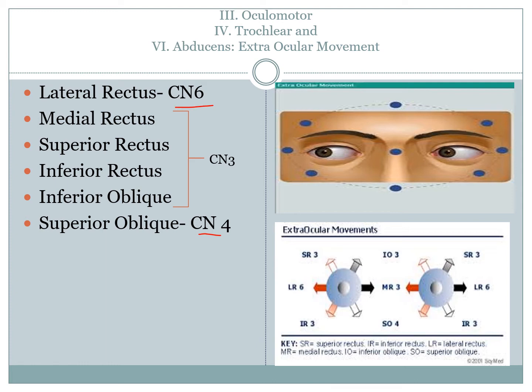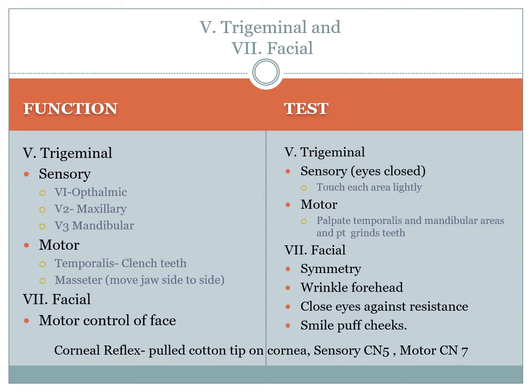Now when we look at cranial nerve 5 and 7, yes, it may sound like we're jumping around, but it'll all make sense soon, I promise. 5 and 7, your trigeminal and your facial nerve. When we look at the different functions of those two nerves, your trigeminal nerve has a large sensory function: the ophthalmic, maxillary, and mandibular. The whole side of your face, with 3 different branches, is sensory for your trigeminal nerve.